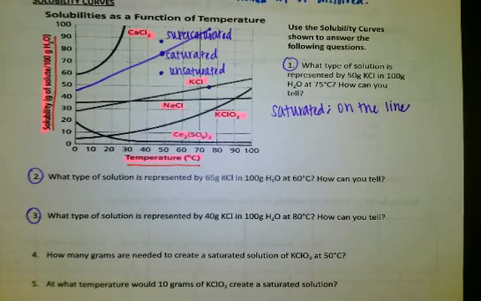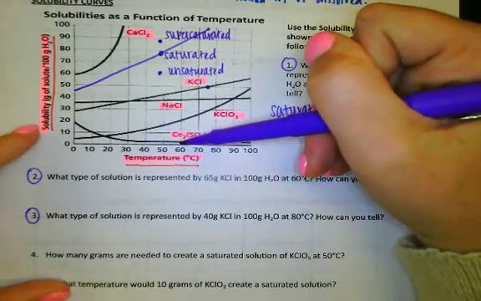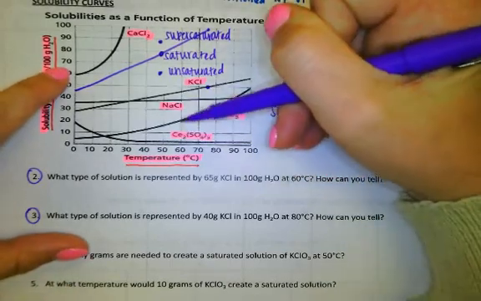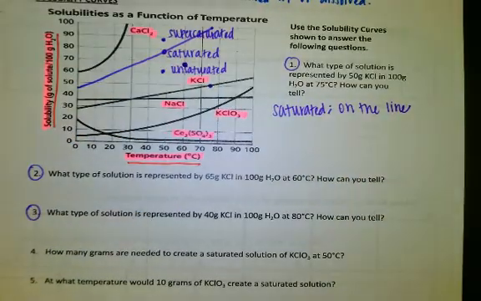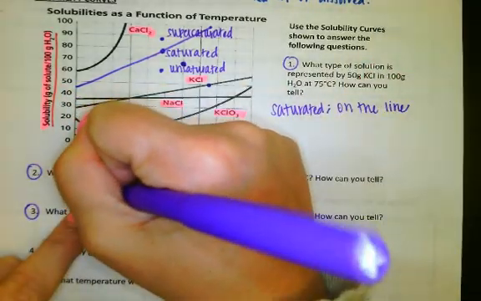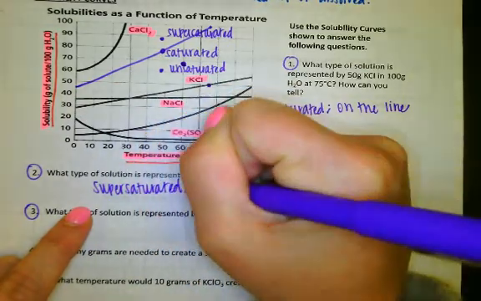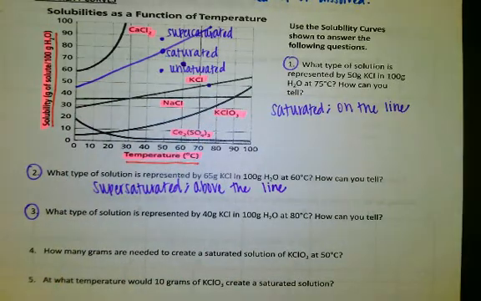All right, number 2 says, what type of solution is represented by 65 grams of KCl and 100 grams of water at 60 degrees Celsius? So I have 60 degrees Celsius, and I have 65 grams. So I'm going to go up till we meet right here. What type of solution is that? Supersaturated. And we know that because it is above the line.